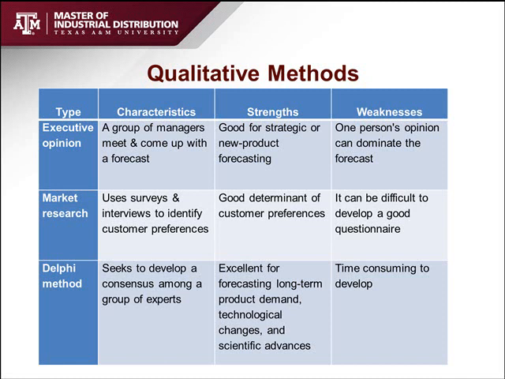And then we have the Delphi method. This is similar to executive opinion, but it is different in a sense that we bring these experts together and they share their ideas with each other, and they update their forecast. And whenever they have a consensus, basically that is the end of the forecasting procedure.